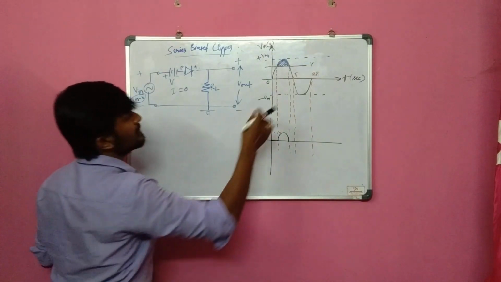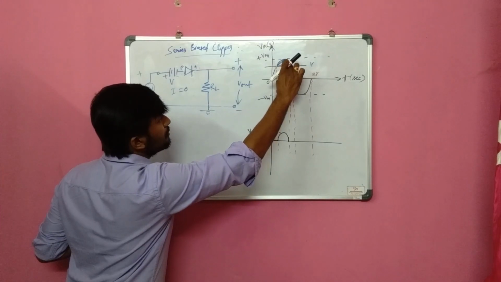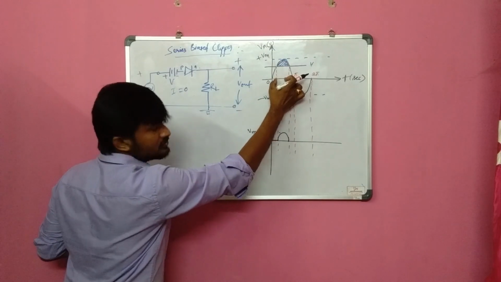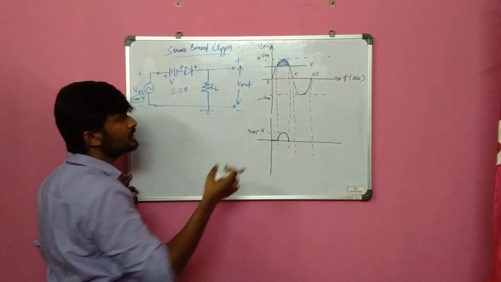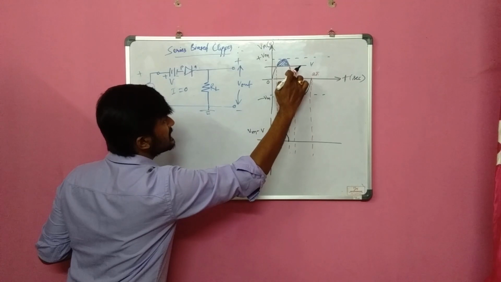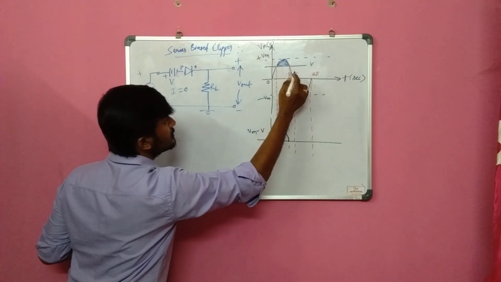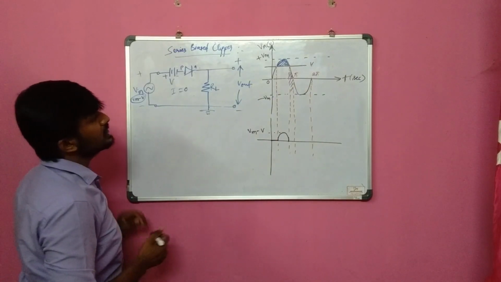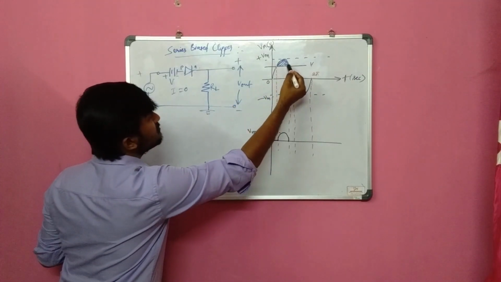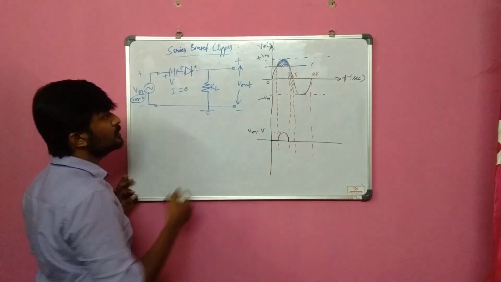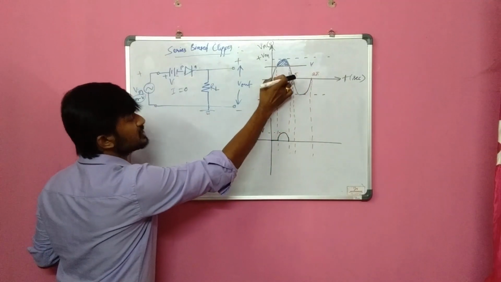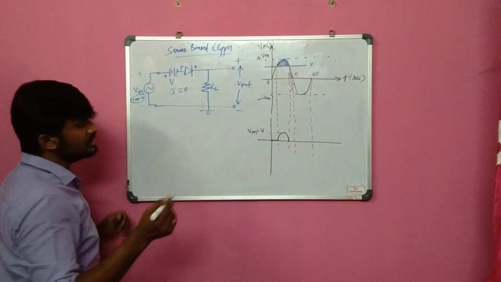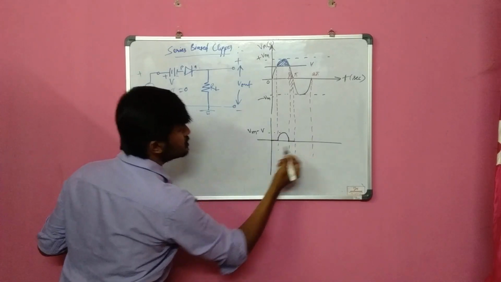Now let's talk about what happens when the wave falls below V. That means the third portion. First zone, second zone finished. Now the third zone. The third zone means this area. Observe carefully. Again the input voltage is falling below V. Below V means again we have to follow the first zone. What is the output we got in the first zone? 0 volts. So definitely in the third zone also you will get 0 volts.